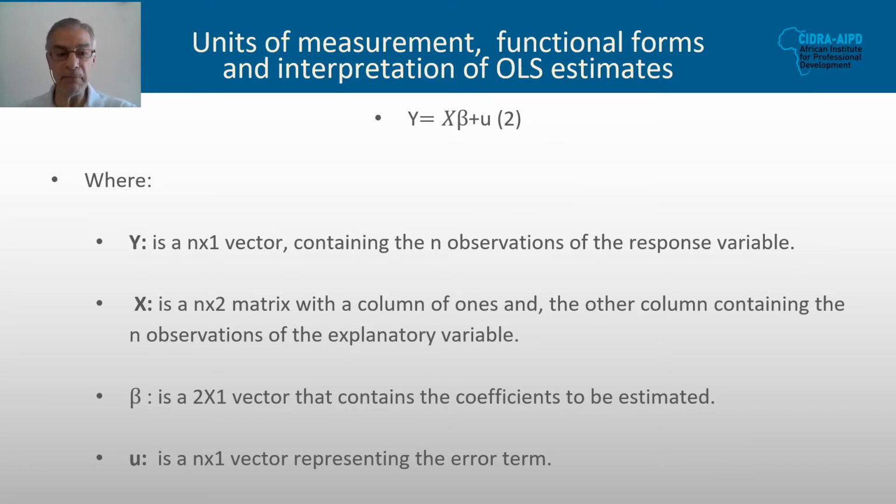Y is an n by 1 vector containing the n observations of the response variable. X is an n by 2 matrix with a column of ones and the other column containing all the observations that we have of the explanatory variable. Beta is a 2 by 1 vector containing the coefficients to be estimated. And U is an n by 1 vector representing the error term.